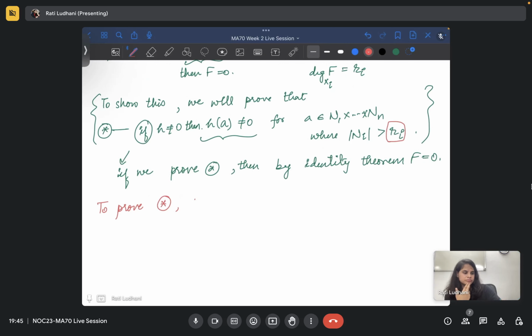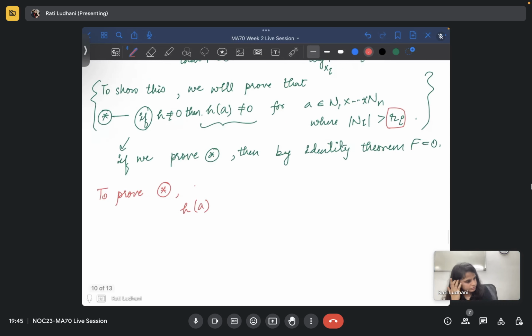No, I'm to prove star, I'm using identity theorem. Okay, so for identity theorem, I need one other h, right? So the zero set of this polynomial should be in the complement of that polynomial, right? Zero set of h. Okay, sorry. Zero should be the complement of the zero set of a constant polynomial.